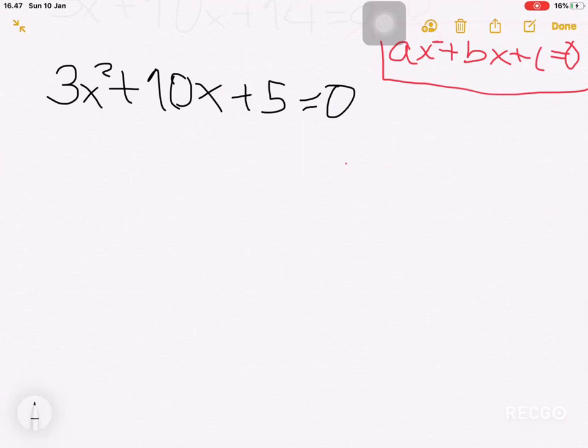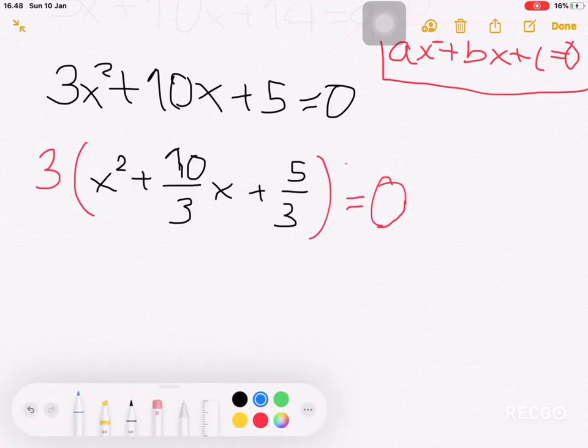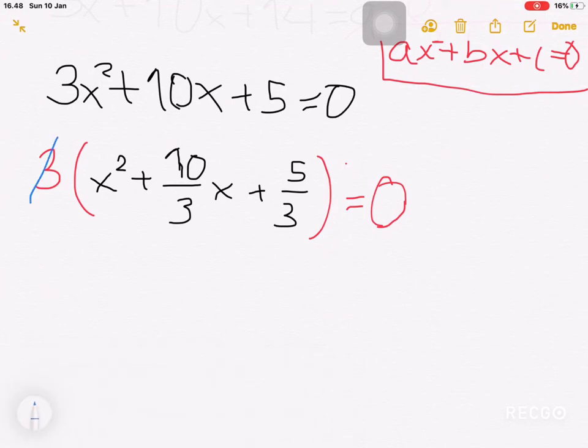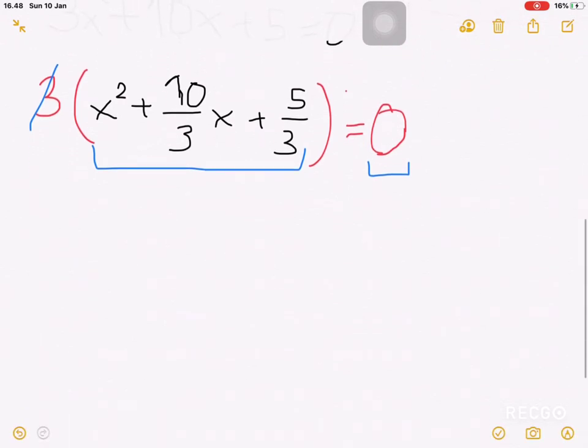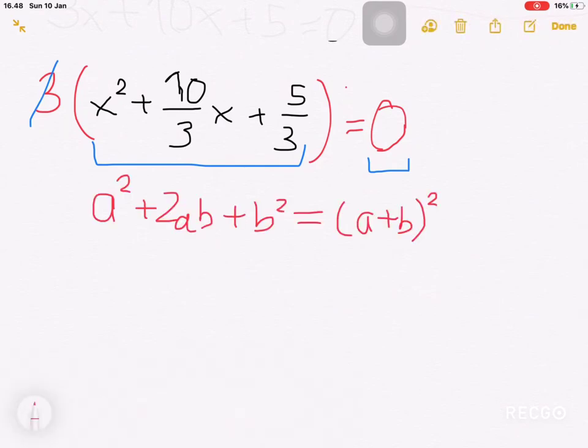So I'm going to show the first method right here, which is completing the square. So first of all, let's try to factor a 3 out of this equation. Let's divide both sides by 3. The 0 doesn't really change, so we'll just be left with this, which is equal to 0. Okay, so first we're going to write our setup for completing the square into a perfect square.